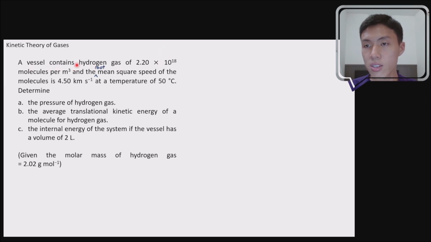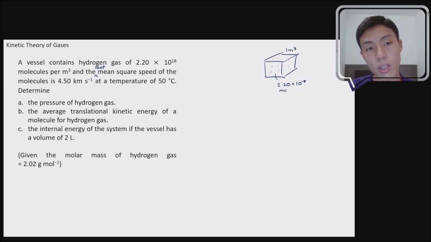So a vessel containing hydrogen gas of 2.20 times 10 to the power of 18 molecules per meter cube. Again, you see there's a number of molecules. You might think of it as being n, but no, you can see there's a per meter cube behind. What they're trying to say is, if you happen to have a volume of 1 meter cube, you'll find that inside there's a lot of gas particles, and if you count the number of gas particles inside this volume, you'll find there will be 2.20 times 10 to the power of 18 molecules.